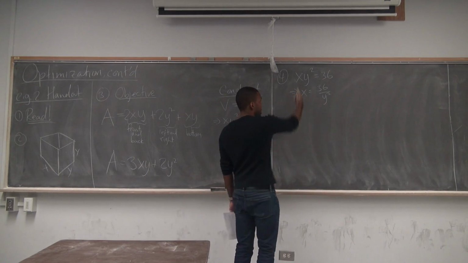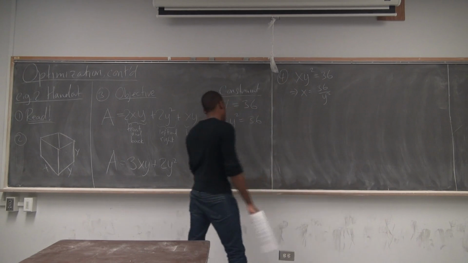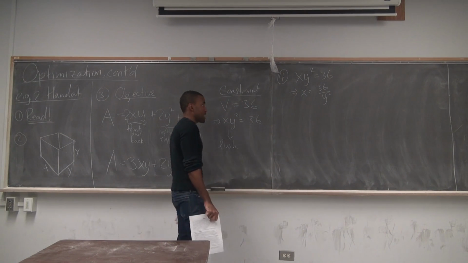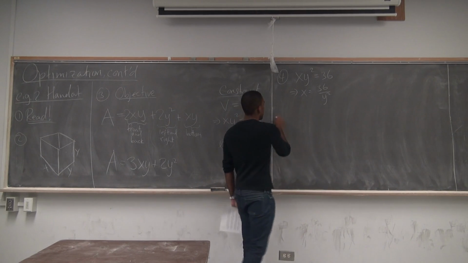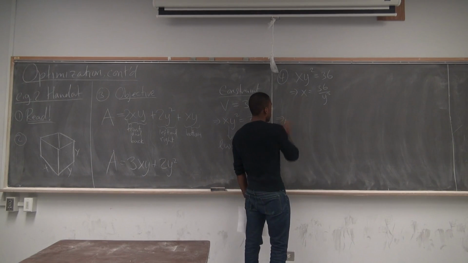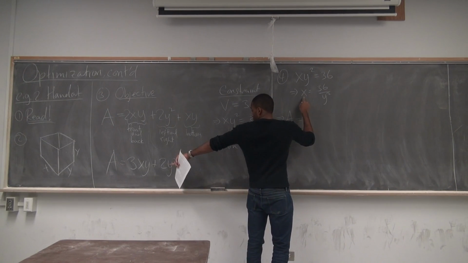I'd rather solve for x here because if you solve for y you get radicals and you have to worry about plus or minus. Well, it's a length, so we don't have to worry about the minus part, but I'd rather avoid radicals, so I'd solve for the x instead of the y. And so now I'm going to plug that into the objective. So whenever I see an x in the objective, I will plug in this expression.